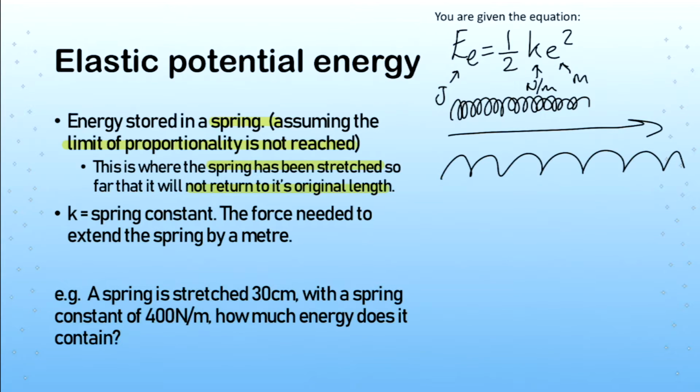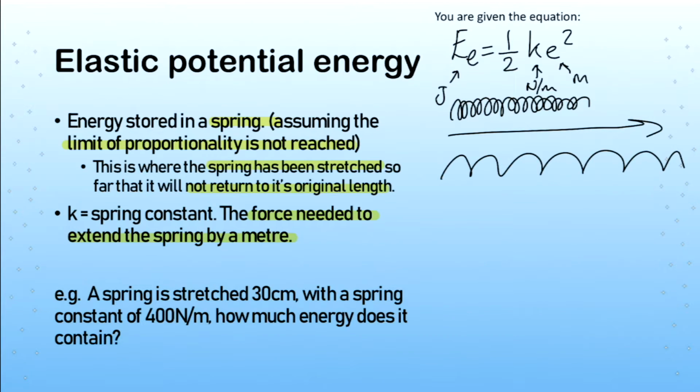The spring constant is based on the type of spring that you're using. Every spring or elastic material has a different spring constant. In fact, all objects have a spring constant of some sort, and it's the force needed to extend that spring or that object by a meter. You're not always going to be able to extend a spring by a meter because it will go beyond its limit of proportionality, but that can be scaled down. So that value is there.